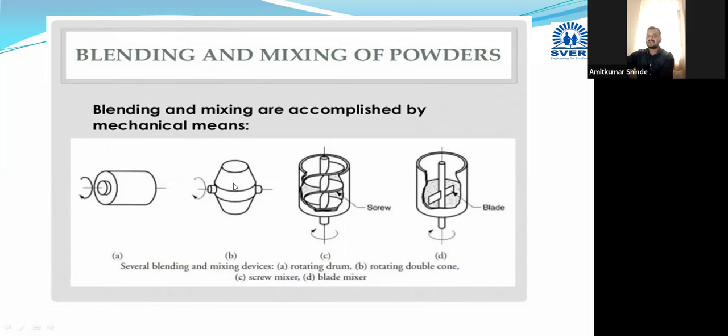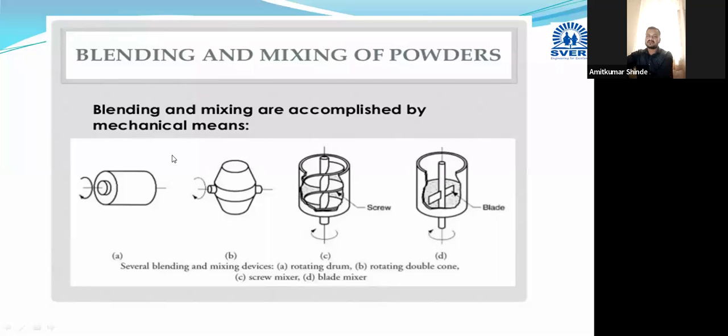Okay, double cone blender. With the help of this shaft, this double cone blender is rotated. And this is the screw mixer. It has a screw type structure which is rotated, and inside this drum we are taking metal powders or metal plus non-metal powders, and this screw is rotated at high speed to get a uniform and homogeneous mixture. And this is a blade mixer. Blade type structure is there. With the help of these different devices, blending or mixing of the powders can be done.